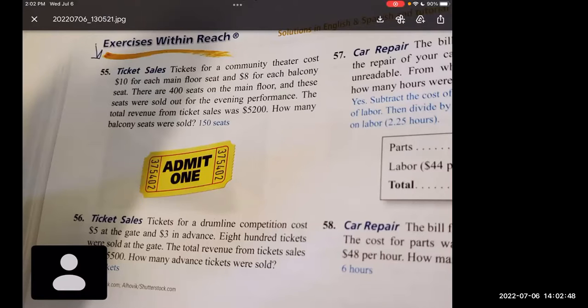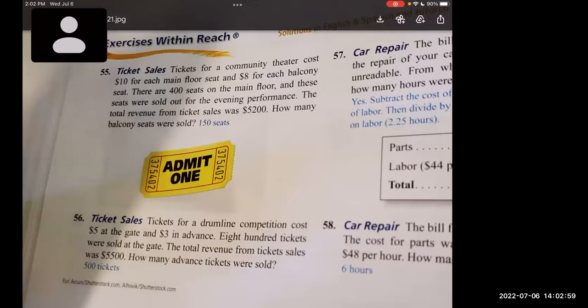The car repair ones are really silly, but maybe we'll do one of those. I don't know. I mean, car repair, they put it on the bill. If you go to a mechanic that charges money, like not a relative, you put it right on the bill. So it's not like you'd be trying to figure out how long, whatever.